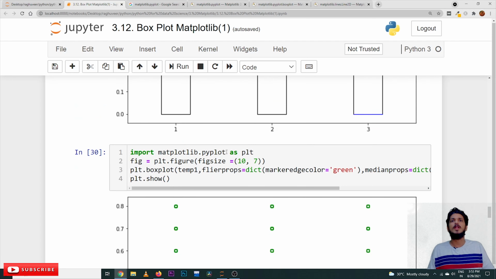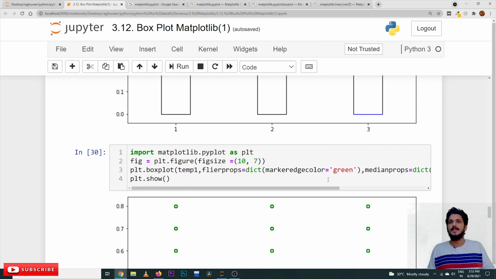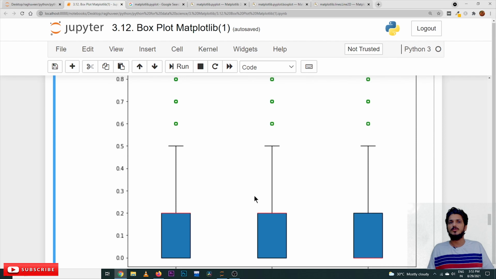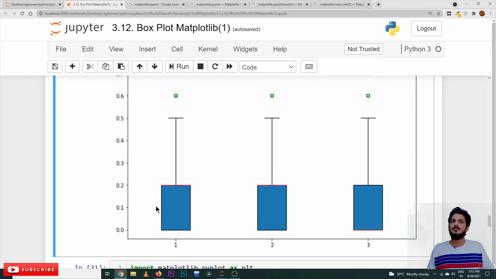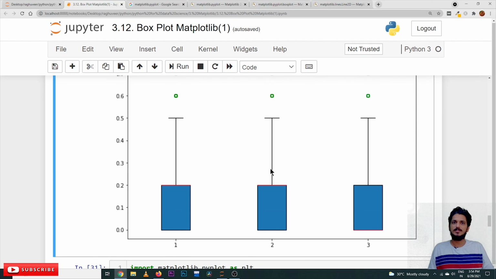And one more example. So flyerprops marker edge color equal to green, medianprops color equal to red, patch_artist equal to True. Whenever you set this option patch_artist equal to True, we are getting a color in our box. So this is how we use the properties of our box plot, and we can give colors to our flyers, outliers, and these cap properties and whiskers. All these can be colored.